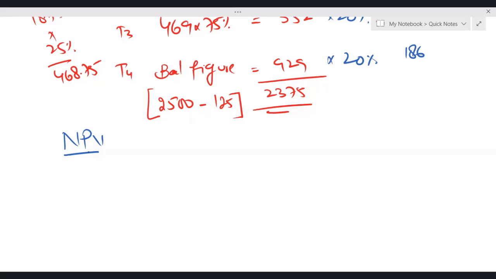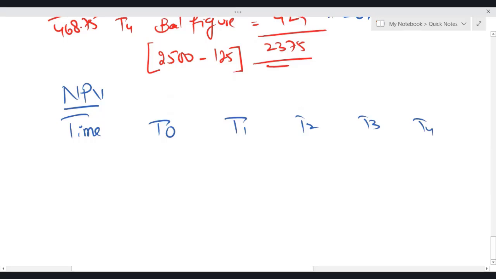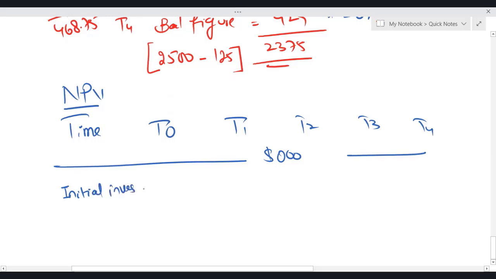Okay, NPV. Let's calculate that. Time T0, T1, T2, T3 and T4, because the project life is 4 years. We have ignored 3 zeros. Initial investment is 2,500.